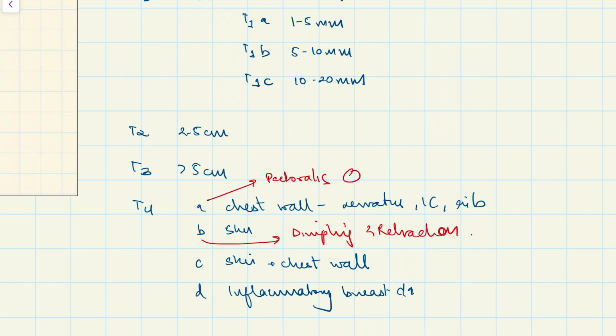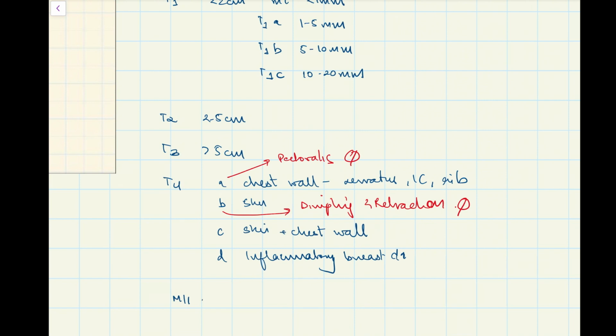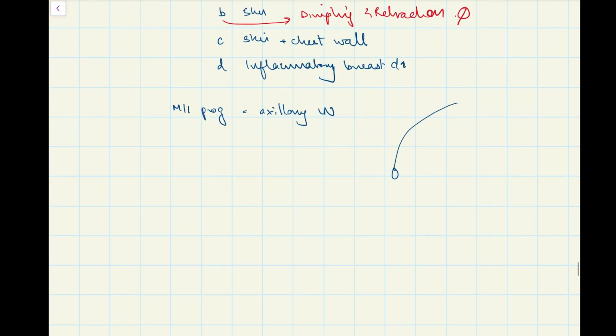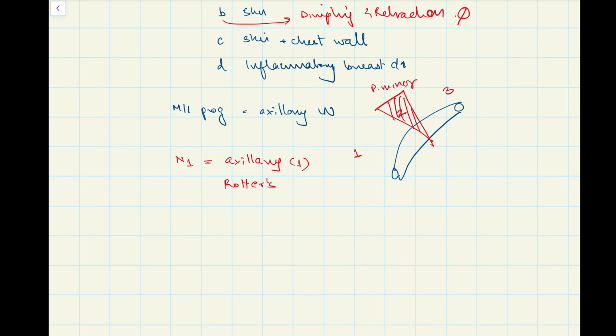This is not included. The most important prognostic factor is the involvement of the axillary lymph node. So, the lymph nodes are along the axillary vessel and they are divided into 3 stations by the pectoralis minor muscle. The lateral group of lymph nodes are station 1, behind the pectoralis are station 2 and medial group are station 3. So, N1 is the involvement of axillary and Rotter's lymph node, which is station 1 and station 2 respectively.